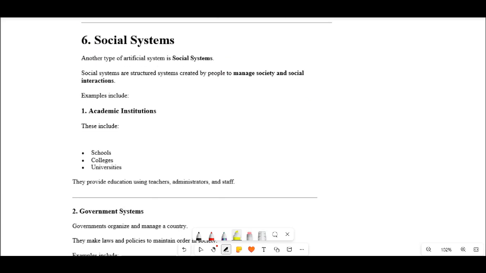The next one is social systems. Another example that we have of artificial system is social system. So social systems are the structured systems that are created by people to manage society and social interactions. For example, our academic institutions, which include our schools, colleges, and universities. They provide education using teachers and administrators and staff.